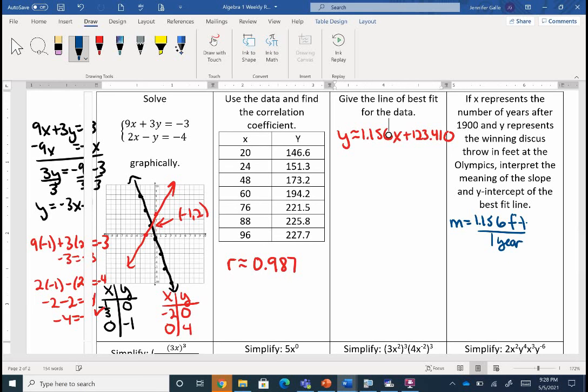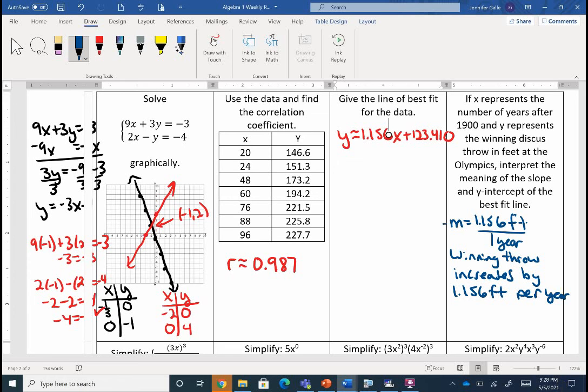So each year after 1900, the winning discus throw is 1.156 feet more. So that's the change. So winning throw increases by 1.156 feet per year.